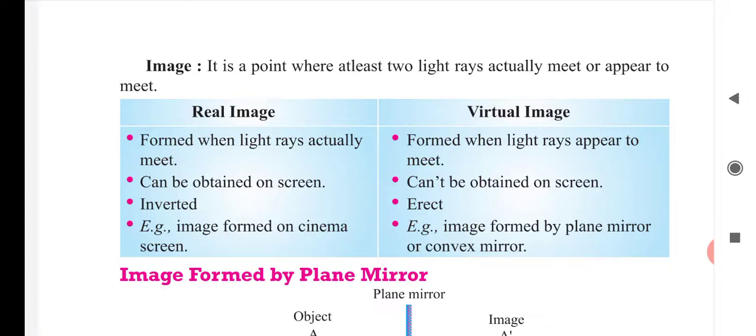Example for real images: the image formed on the cinema screen. As I already told you, the image formed on the cinema screen is the example for a real image. Now, example for virtual image: image formed by a plane mirror or convex mirror. So why has he mentioned convex mirror? Because plane mirror and convex mirror always give you a virtual image. You will understand as I explain the image formation in the case of concave mirror and convex mirror. You will understand why he has mentioned convex mirror as an example for a virtual image.